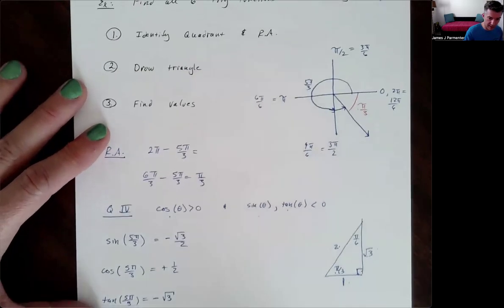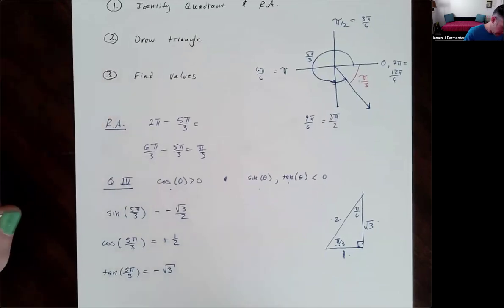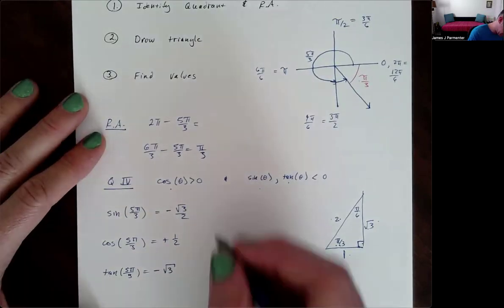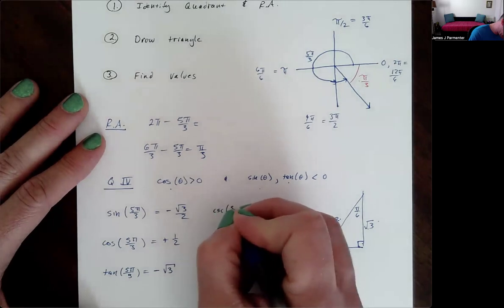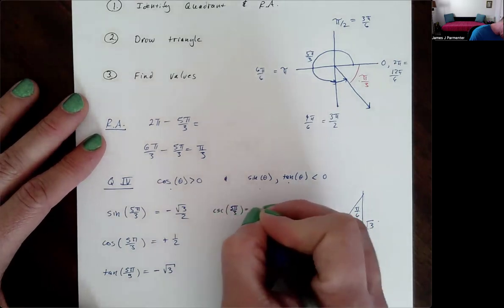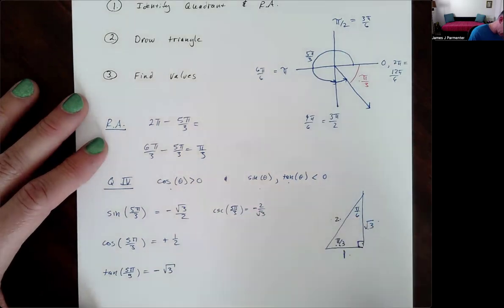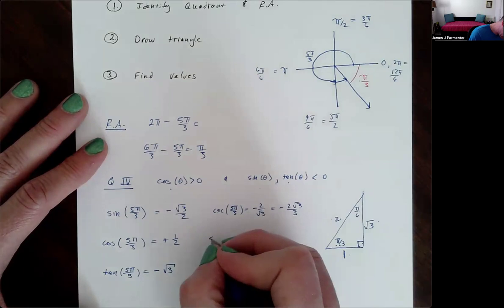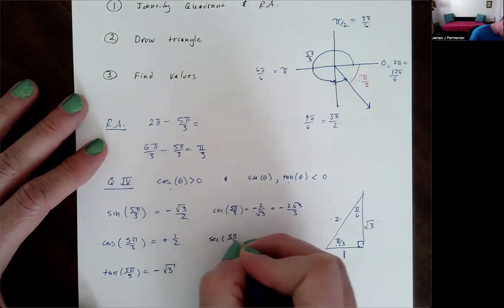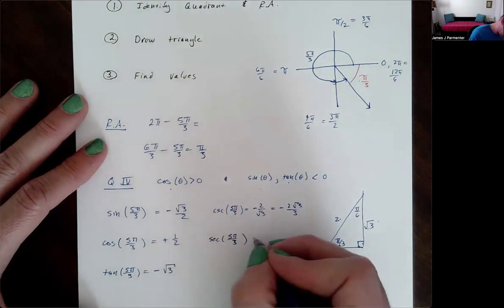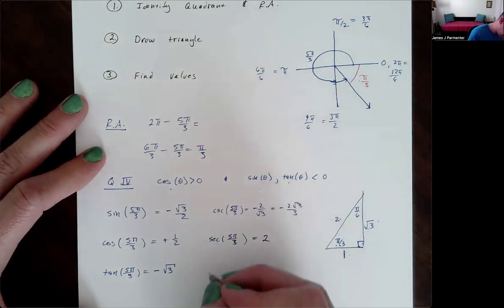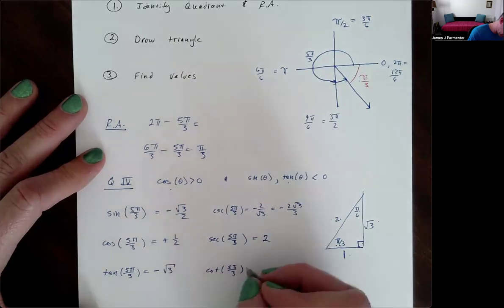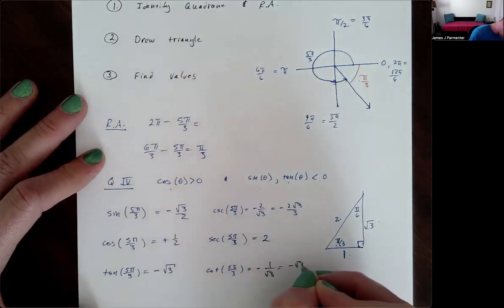Sorry, you can't quite see that, apologies. And then the reciprocal functions, we just take the reciprocal. So cosecant of 5 pi over 3 is going to be negative 2 divided by root 3, which rationalizes as negative 2 root 3 over 3. Secant of 5 pi over 3 is the reciprocal of positive 1/2, which is positive 2. And cotangent of 5 pi over 3 is going to be the reciprocal of negative root 3, which is negative 1 over root 3, which is negative root 3 over 3.